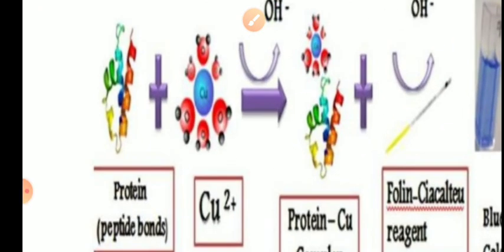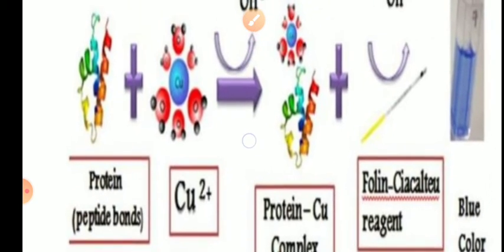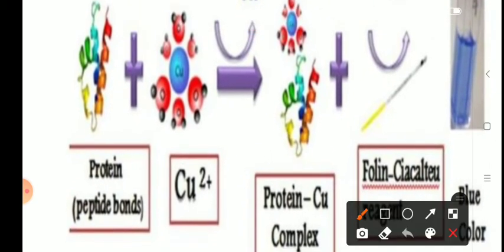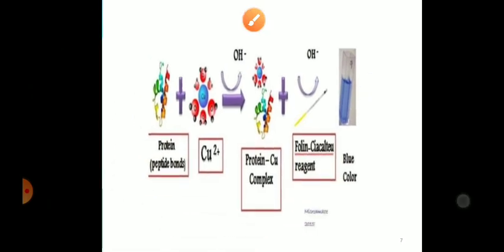Okay, so just see, this is the protein. We have shown a protein complex. The peptide bond of protein first reacts with what? Cupric ions. So protein copper complex is formed. The cupric ions are reduced to cuprous ions, which then react with Folin-Ciocalteu reagent, and the two together combine and form a blue colored complex. So you can see a blue color that is formed inside the tube. So this is how the reaction takes place.